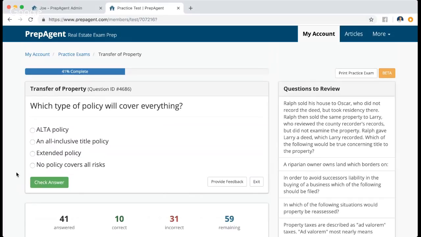Okay, which type of policy would cover everything? A, an ALTA policy. B, an all-inclusive title policy. C, an extended policy. Or D, no policy covers all risks. What do you guys think? Okay, the answer is D, nothing covers everything. That's one of those absolutes I talked to you guys about. Nothing covers everything.